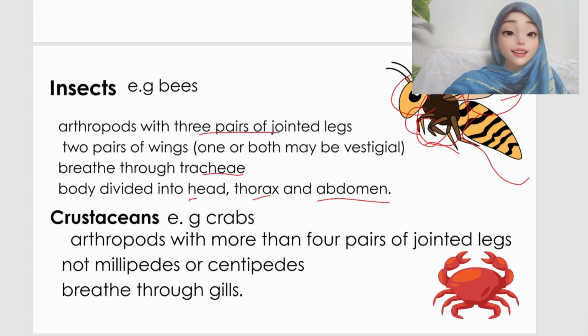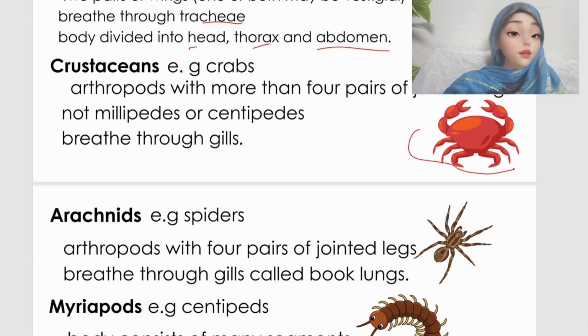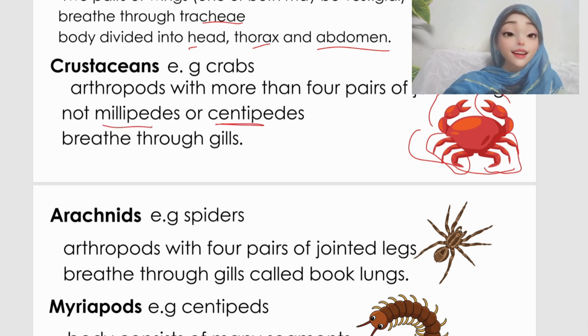Okay, next here are the crustaceans, for example the crabs here. You may observe they have more than four pairs of jointed legs, but their body is not divided like the millipedes or the centipedes, and they breathe through gills.